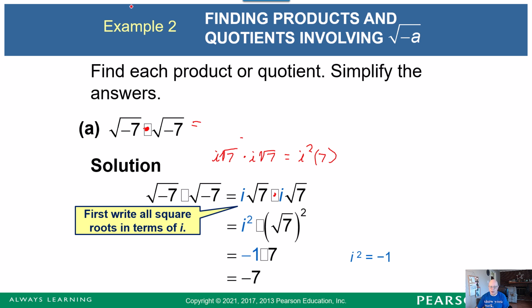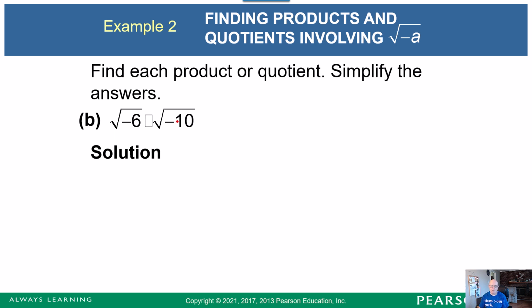Remember what not to do. Don't multiply the insides first, because that'll cause errors. Another one to try. Again, multiplication. Try to fix those as we go, but just keep that in mind. So factor out that i first. So you have i square root of 6 times i square root of 10.